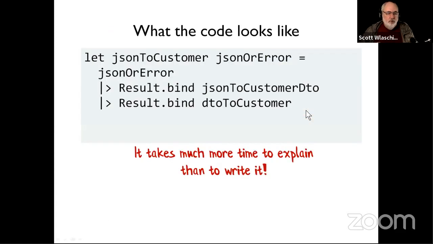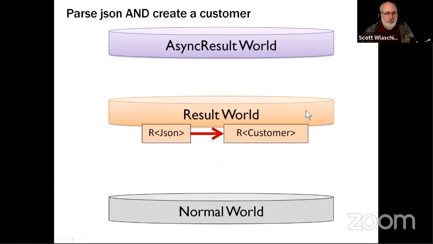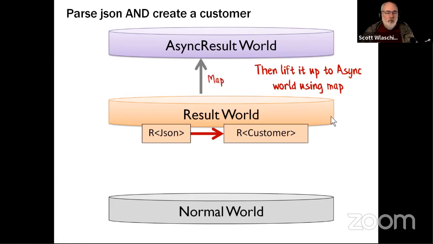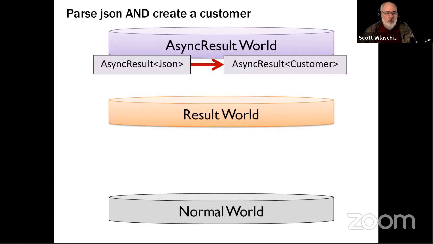It takes much more time to explain it than to write it. Now, this function currently lives in result world, and we want to have it live in the purple world at the top. So we're going to use map. We're going to lift the whole thing up to there. So it starts off down here and it goes up there.